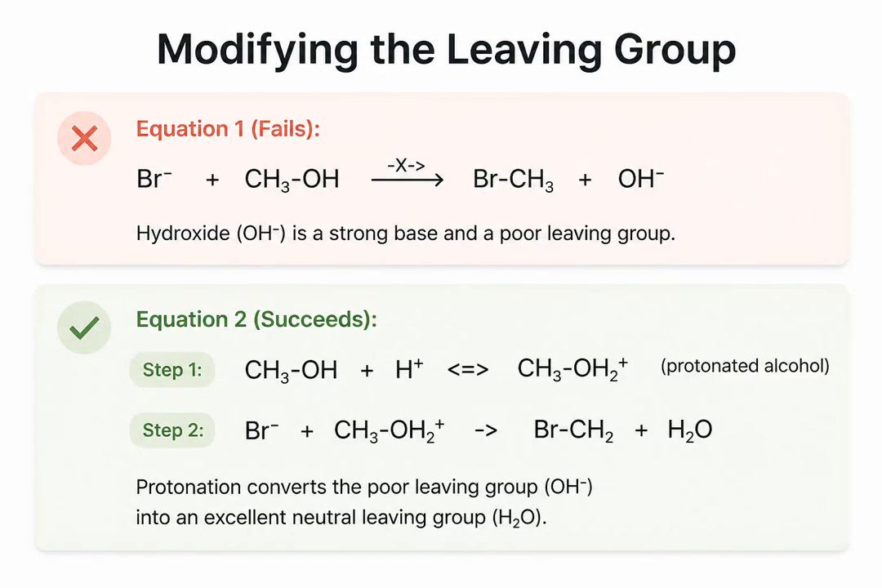What if we have a poor leaving group, like a hydroxide ion on an alcohol? Hydroxide is a strong base, so it strongly resists leaving. If we simply mix bromide with methanol, no substitution occurs, but we can use chemistry to our advantage. By running the reaction in an acidic medium, the alcohol oxygen picks up a proton. This transforms the leaving group from a hydroxide ion into a neutral water molecule. Water is incredibly stable on its own, making it an excellent leaving group, and the SN2 reaction can now proceed smoothly.